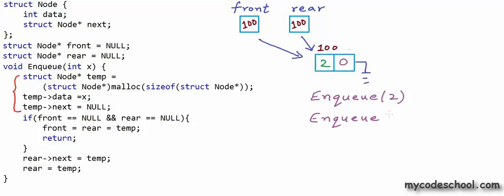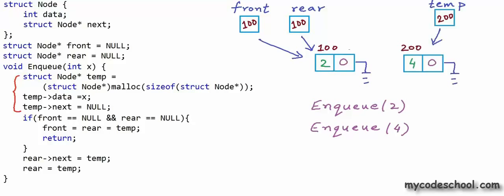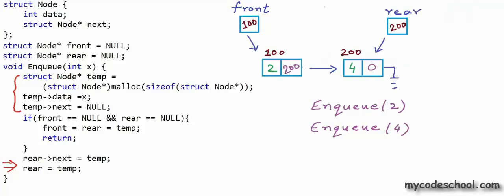Let's say we are making another call to the enqueue function at this stage, passing number 4 as the argument. Once again, a new node will be created. Let's say I got the new node at address 200. This time the queue is not empty, so in this function we will first go to this statement, rear.next = temp. So we will set the next part of this node at address 100 as the address of the newly created node, which is 200. So we will build this link. And now we will store the address of the new rear node in this variable named rear. So this is how my queue will look like after this second enqueue.